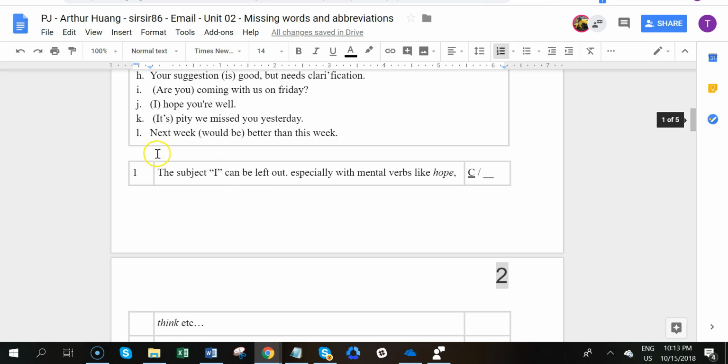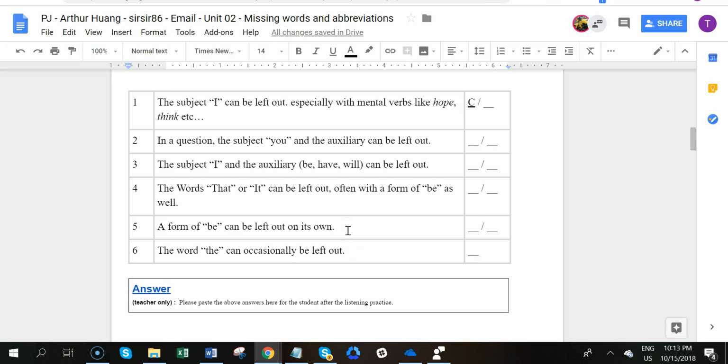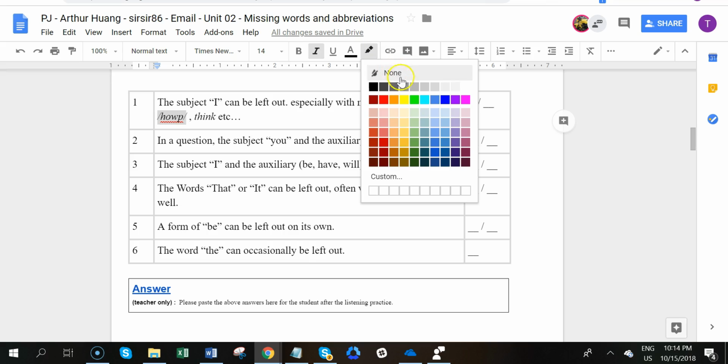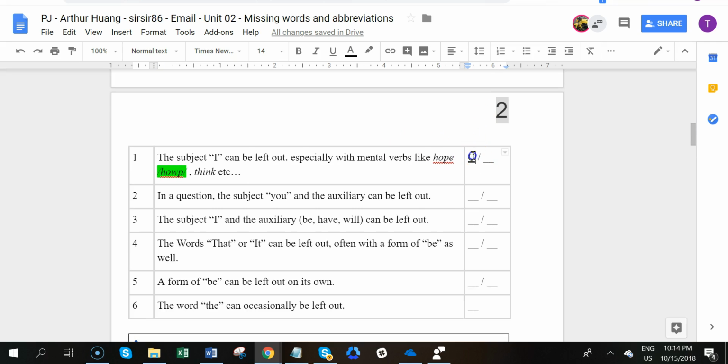Okay, how about number 1? We have the answer here, but we need to answer. Okay, can you read number 1? The subject I can be left out, especially with mental verbs like hope, think, and so on. Can you read this word again? Hope. Okay, can you say hope? Hope. Yes. That is how you read that word. Hope.